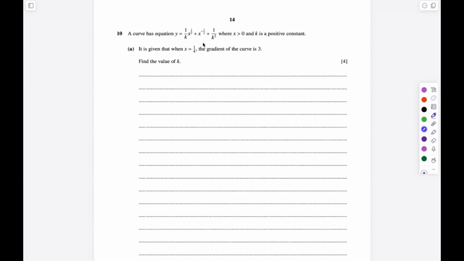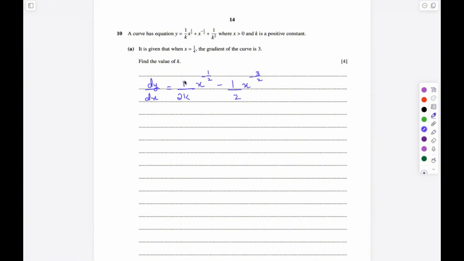Now, as the gradient is 3, it means dy/dx is equal to 3. So in the first step, we'll find dy/dx of the curve. 1 upon 2 will multiply by the coefficient, which is 1 upon k, so that will become 1 upon 2k. And x to the power will reduce by 1, so that will become minus 1 upon 2. In x to the power minus half, we multiply by the coefficient, so that will become minus 1 upon 2, x to the power minus 3 upon 2. And when we differentiate 1 upon k squared, that becomes 0.